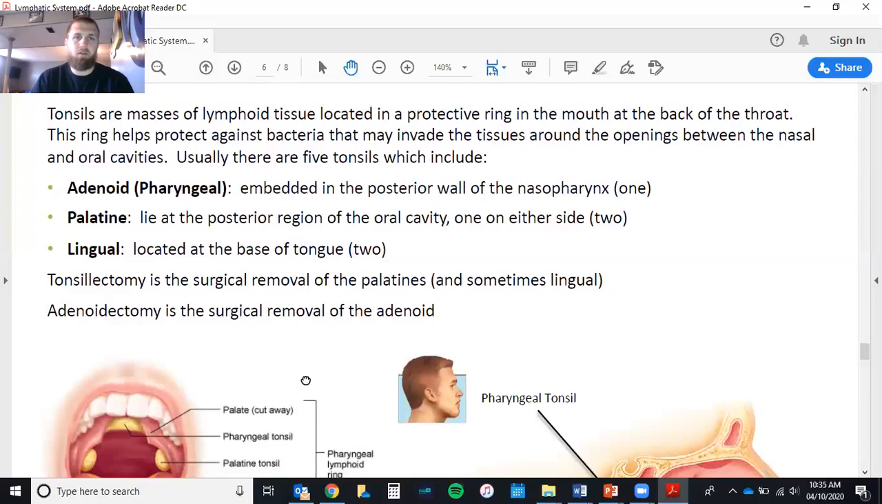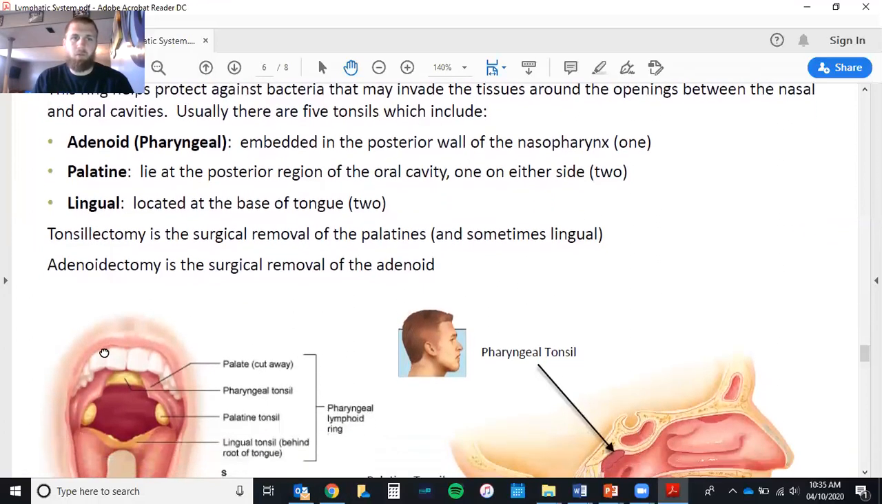Okay, let's talk tonsils. These are masses of lymphoid tissue located in a protective ring in the back of the mouth. We call this a pharyngeal lymphoid ring. This helps protect against bacteria. It's very easy for them to invade us through our mouth, through our nose, because we're always breathing. We're always bringing stuff into our mouth by eating, drinking. Usually we have 5 tonsils total, and that means we've got 2 pairs and a singular one.